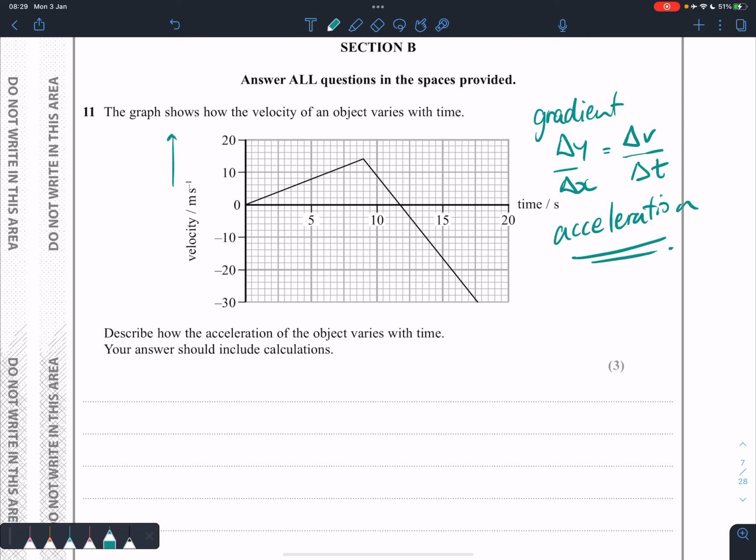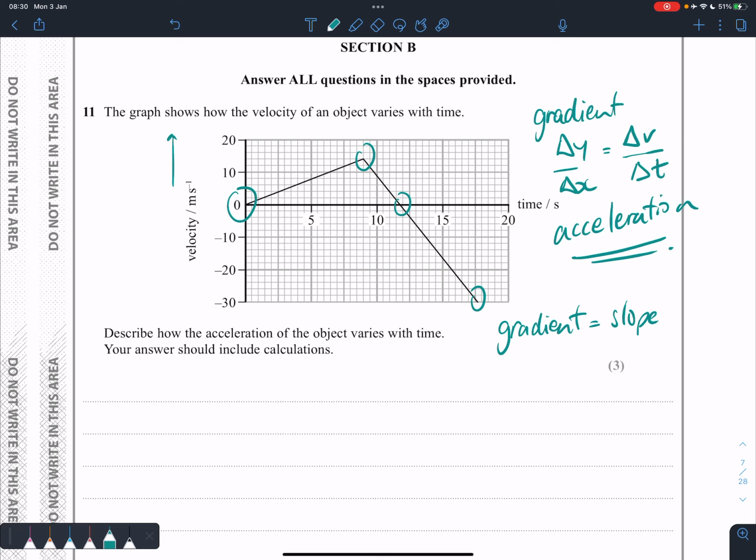So the gradient is the acceleration, and the question is asking you to describe how the acceleration of the object varies with time. So you're looking for key points, very specific points here. Obviously you're looking for the gradient, which is the slope. So you effectively have two different gradients there, so that's important to work out.